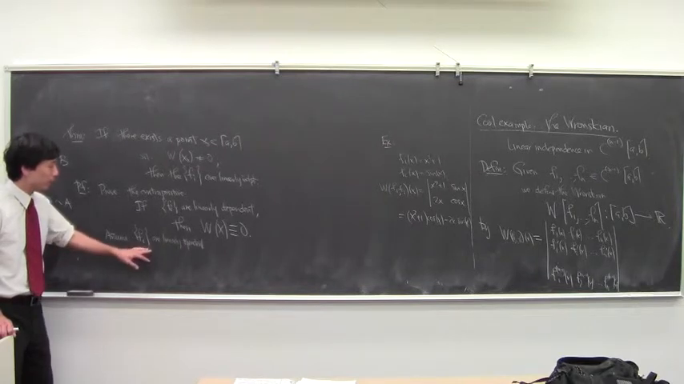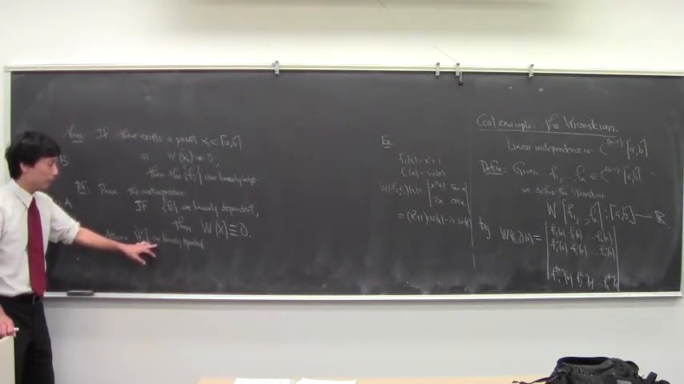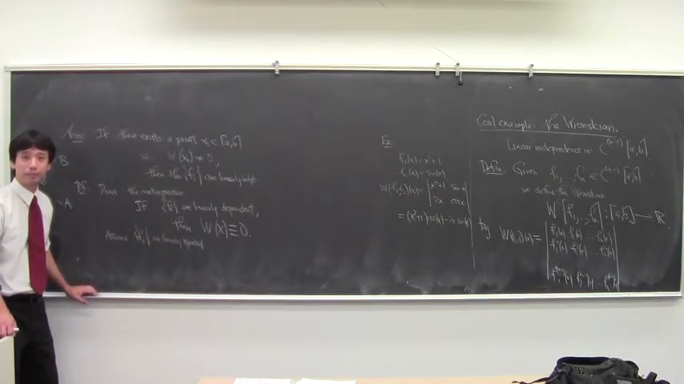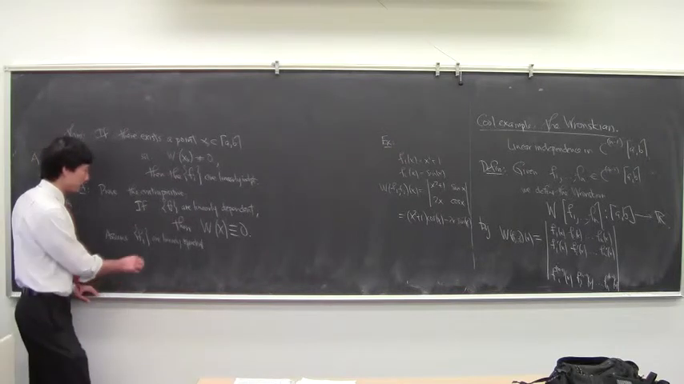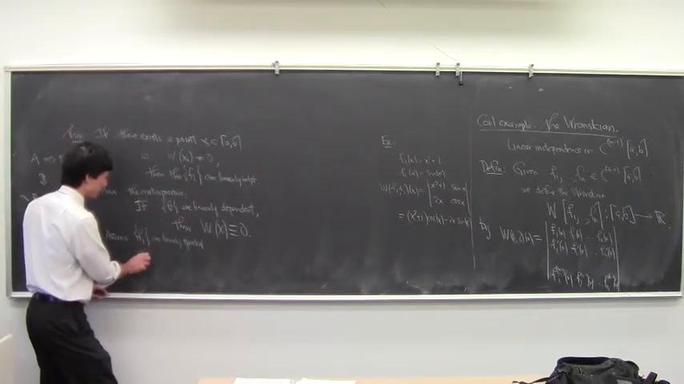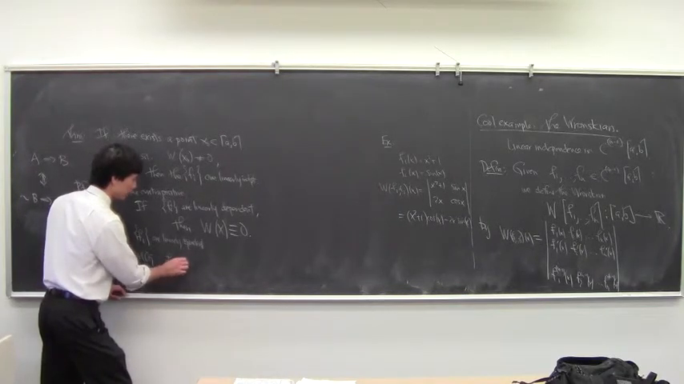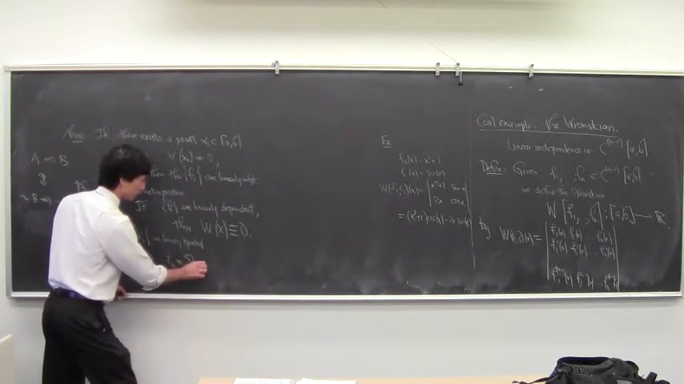Yeah, but let's go backwards to the previous thing. Linearly dependent means that one guy is a combination of the other guys. So, what's the generality? Say, fn is some combination of the previous guys.